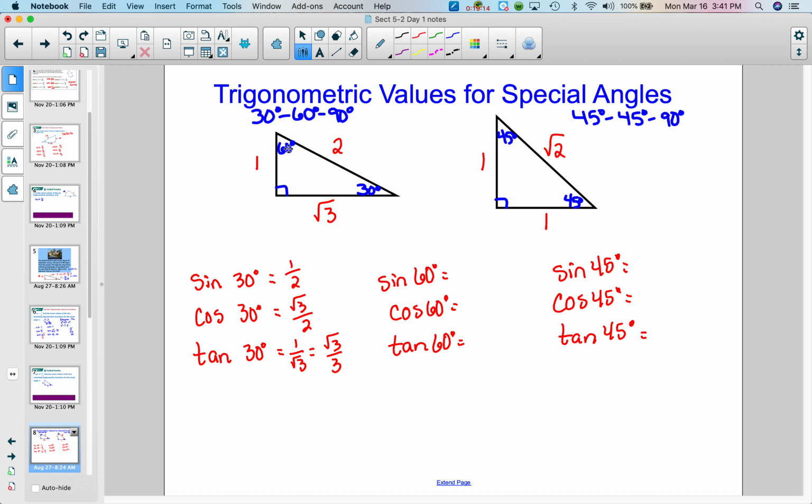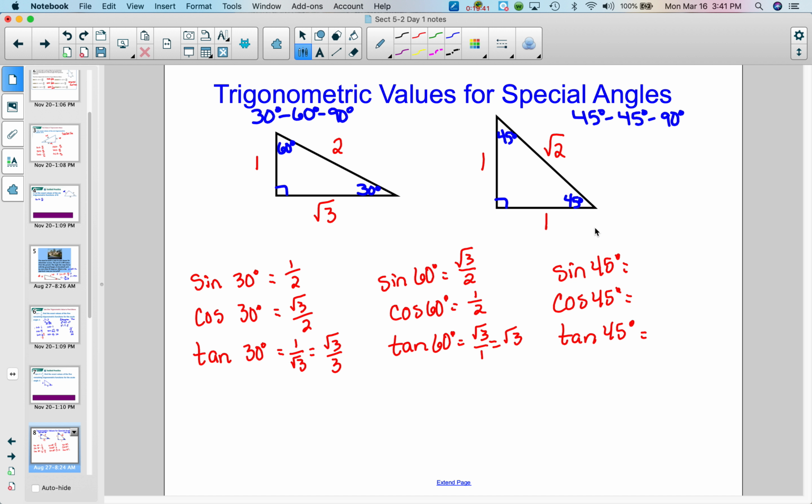Sine of 60 degrees, notice now we're at this angle. We have to take opposite over hypotenuse. So opposite the 60 is the square root of 3, over the hypotenuse is 2. Cosine of 60 is adjacent, which is 1, over the hypotenuse, so 1/2. Tangent 60 degrees is opposite, which is square root of 3, over adjacent, so square root of 3 over 1, or just square root of 3.